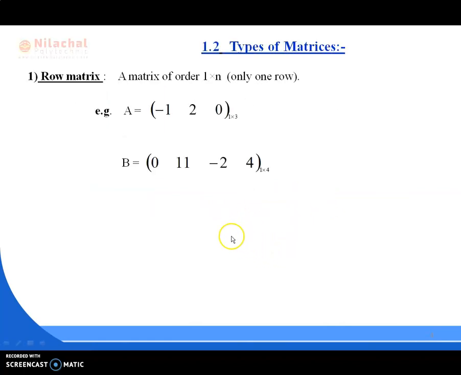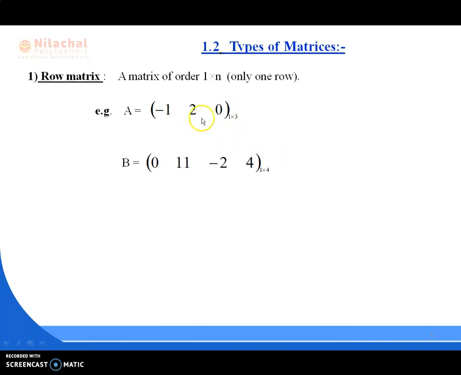Okay, let's see types of matrices. What do we mean by types of matrices? There are several types of matrices, but we talk about some types in this chapter. Row matrix. Row matrix means only one row is there. The number of columns may be more than one, but the number of rows must be one.